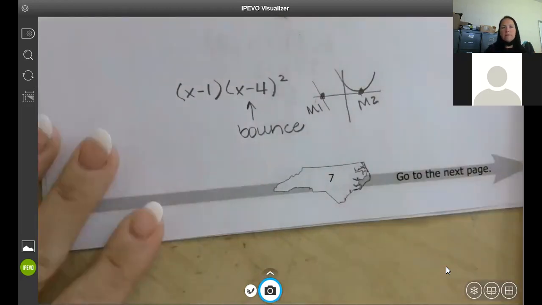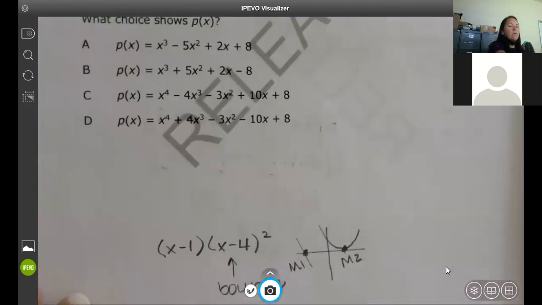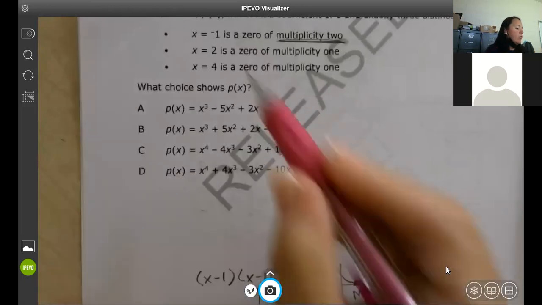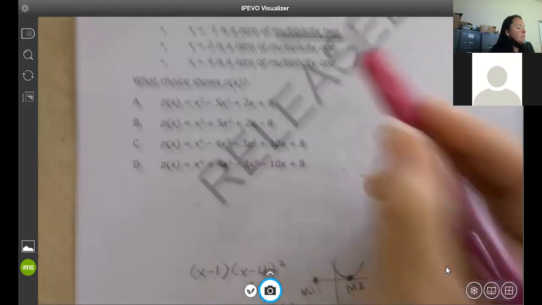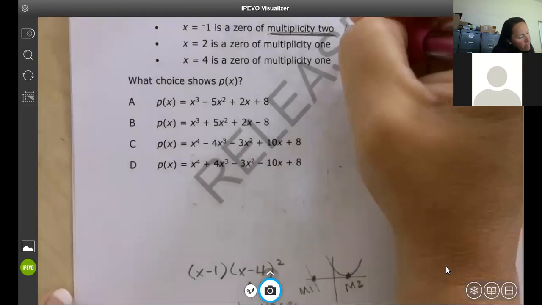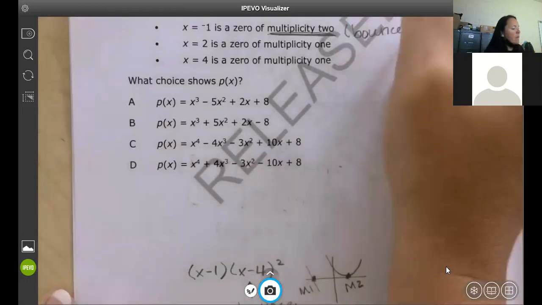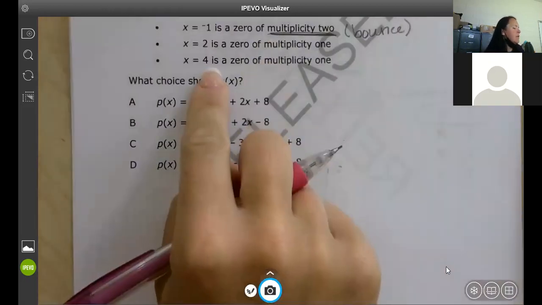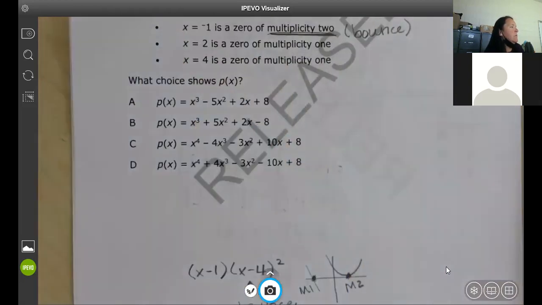So here's what it says. Try to get all of this on at one time. All right. -1 has a multiplicity of 2. That means it happens twice, or there's a bounce at -1. It goes through 2 and it goes through 4. So how many zeros do we actually have? I see 3, but how many do we actually have? We have 4, right? So if there are 4, your highest power for your answer has to be 4.